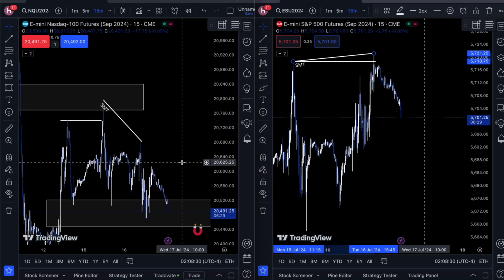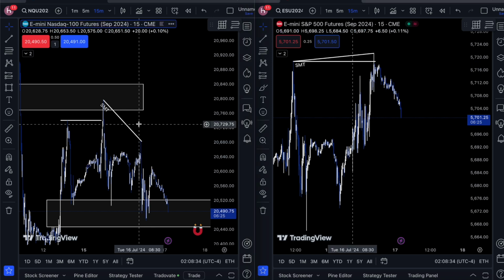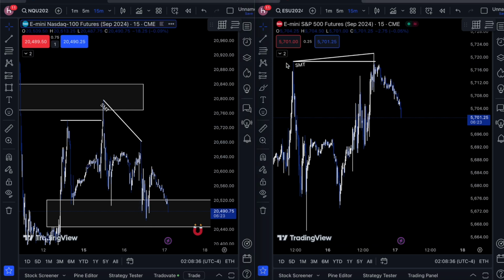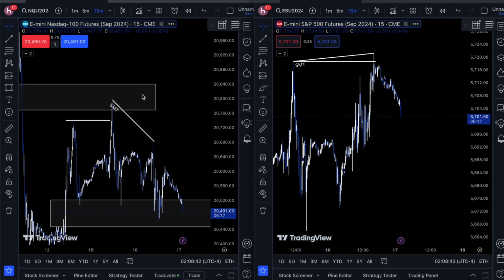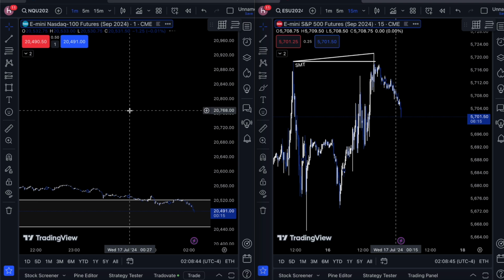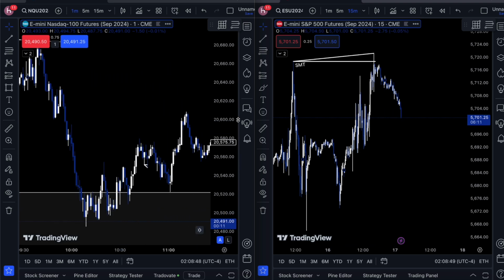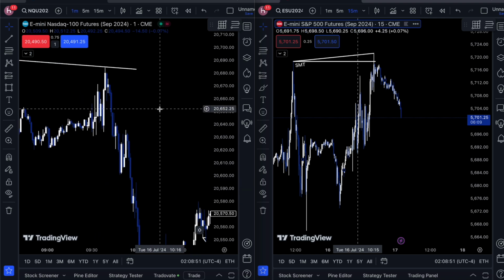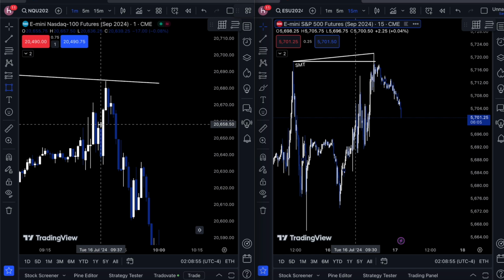Right here, here's another example of SMT where ES swept this high right here, and NQ never swept that high. As you can see, ES put in a higher high above this one, but NQ never did. And as you can see, price is displacing bearish off of that. So to use this as an entry, you can drop down to the lower time frames, and then try to find an entry model. Like right here, we form an inverse fair value gap right here.